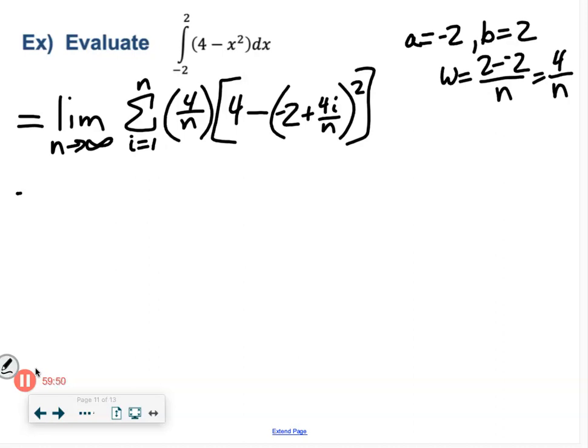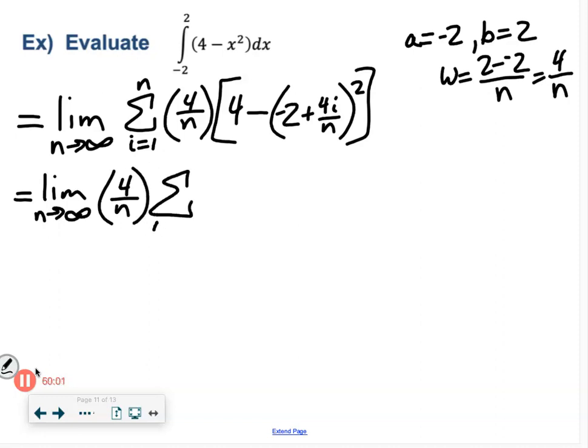So from here on, the next thing that you're going to want to do, step 2, is always to move the width in front and clean up your function. So everyone take a minute and clean up the function.